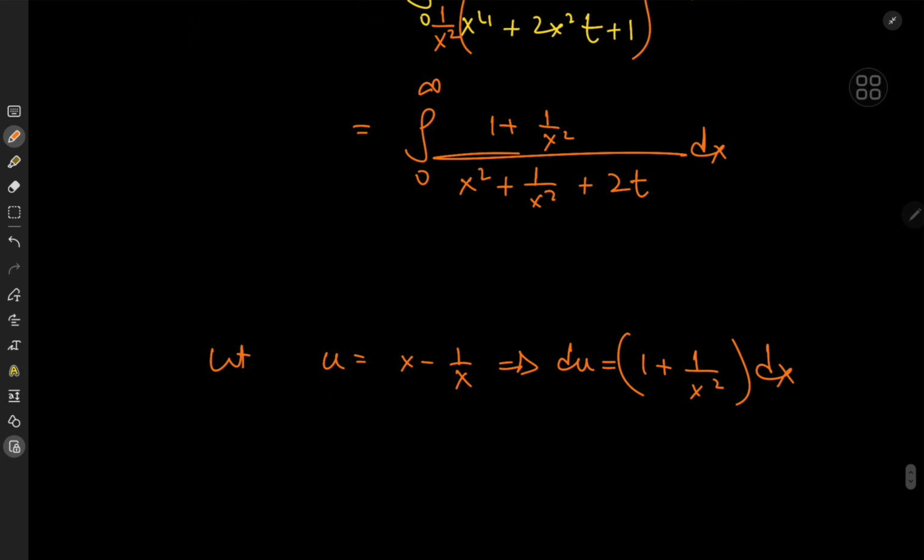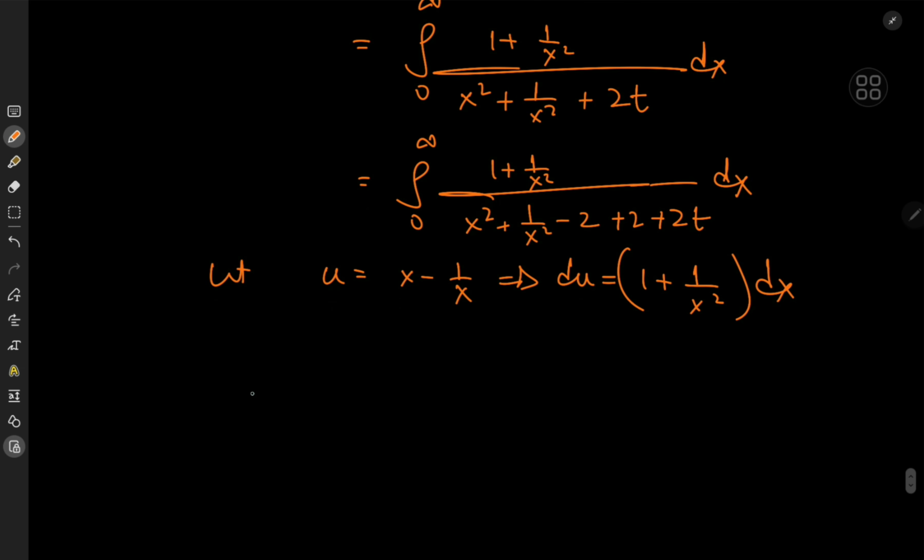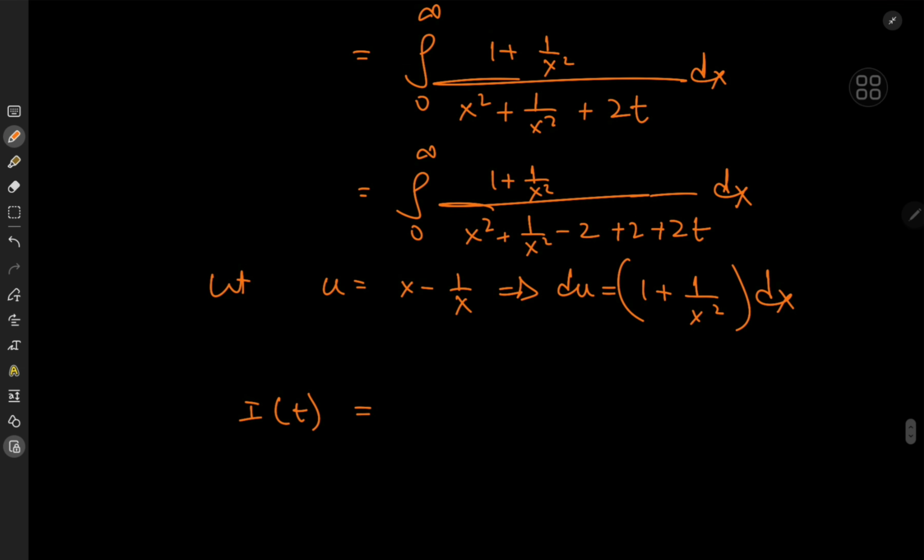And that somewhere would be the denominator, because we can expand this as the integral from 0 to infinity of 1 plus 1 over x squared over x squared plus 1 over x squared plus 2, no wait, we need a minus 2 here and a plus 2 there, plus 2 times t, dx. And by our substitution, we have I of t now equal to, no wait, that was 2 times I of t if I remember correctly.